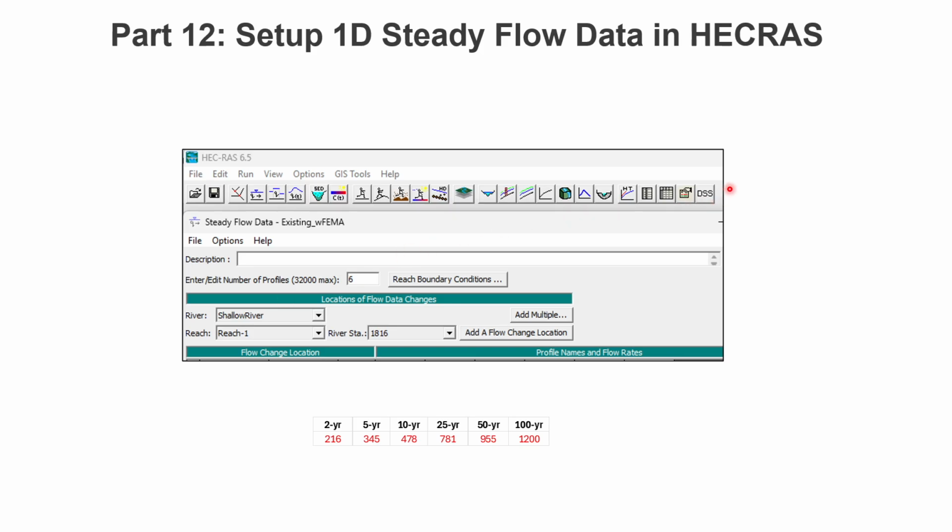In the previous video, we showed how to extract some peak flows. The peak flows are necessary because we want to determine if the crossings, the bridge or culvert we are going to build, can carry those peak flows. So in this video, we are going to set up a 1D steady flow data in HEC-RAS, and we're going to populate that with information.